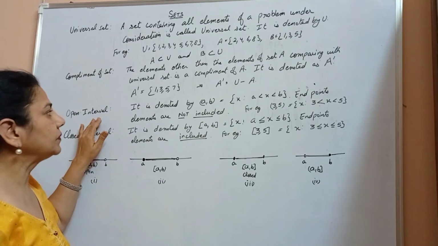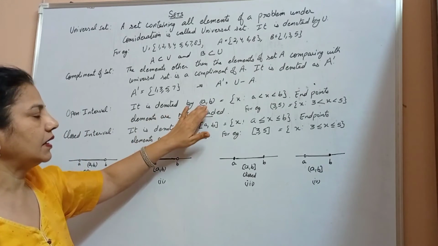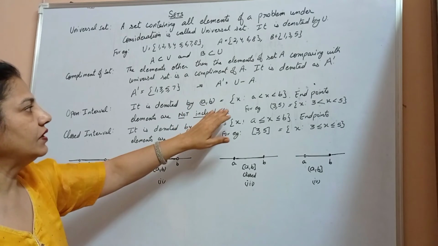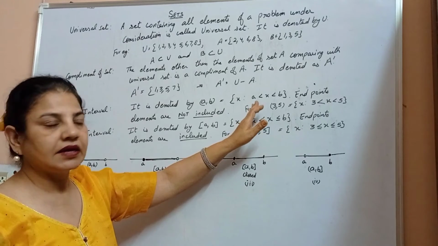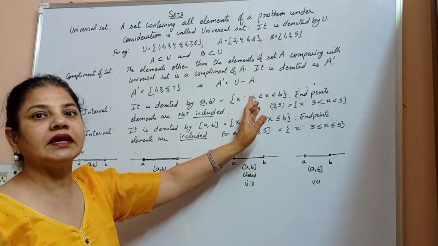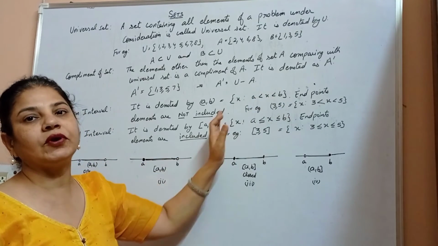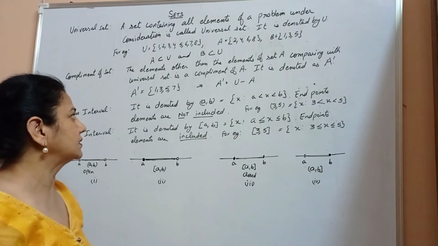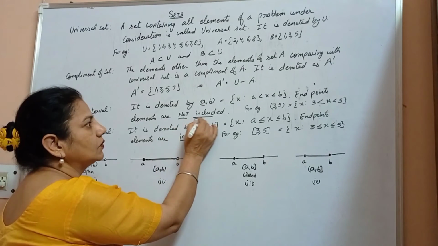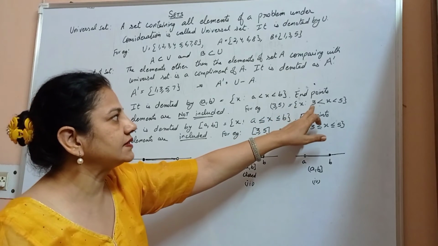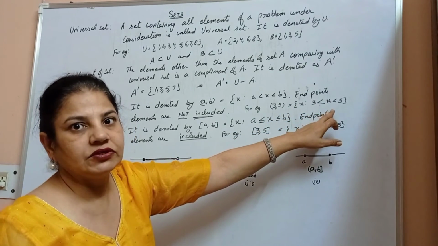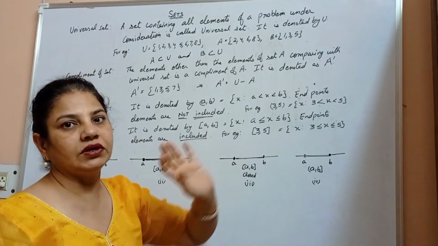Open interval is denoted as (a, b), which is x such that x is greater than a and less than b. It is strictly greater than a, strictly less than b. Endpoints are not included in this case. For example, (3, 5): we say that x is greater than 3 and less than 5. So the only element in this set will be 4.